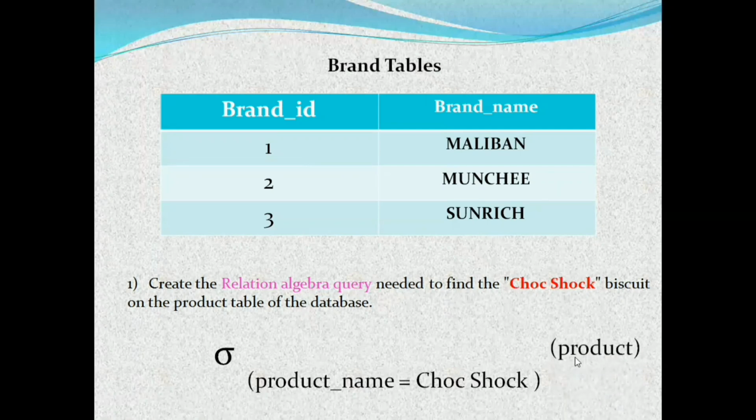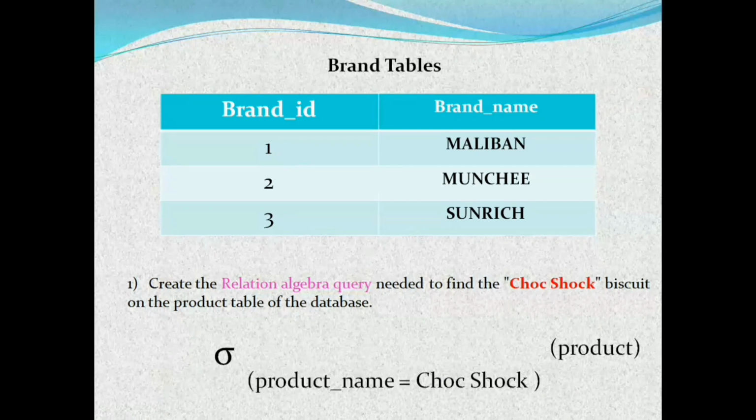We can get those things from our product table. So this is the relation table, and this is the propositional logic formula. You can remember that if you watch my 39th video, which is all about the selection operator in relational algebra queries. So when we put the sigma symbol, we want to use this propositional logic formula. The logic formula is product name equals Choc Shock, and the relation table is the product table. So you can see it.